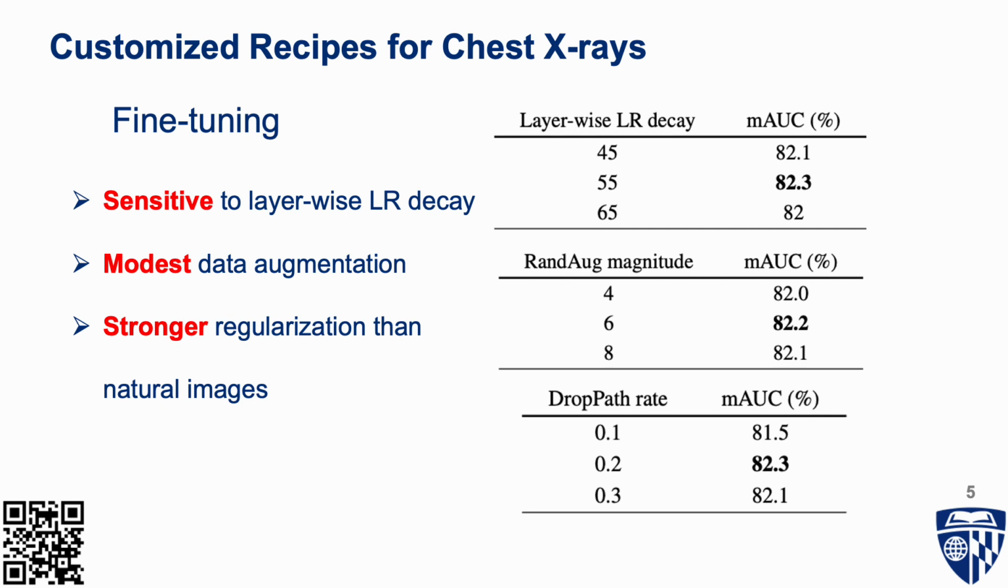We also did comprehensive experiments to search for an optimal fine-tuning recipe for ViTs. We find that layer-wise learning rate decay, RandAugment magnitude, and drop path rate are the most important parameters to be tuned. And to summarize, fine-tuning ViTs on CheXpert is sensitive to the layer-wise learning rate decay factor, needs modest data augmentation, and stronger regularization than natural images.